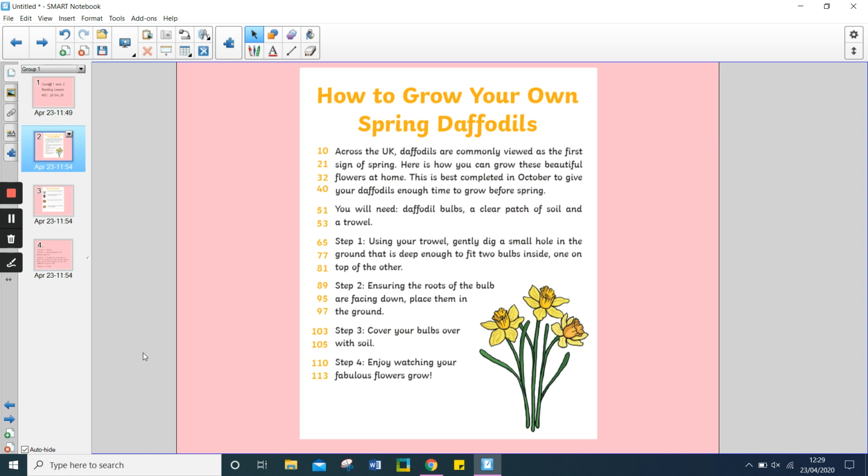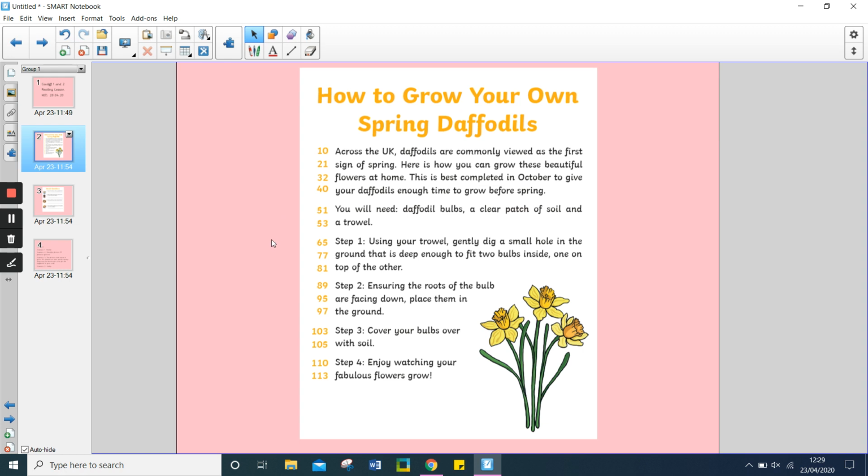Step 1. Using your trowel, gently dig a small hole in the ground that is deep enough to fit 2 bulbs inside, one on top of the other. Step 2. Ensuring the roots of the bulb are facing down, place them in the ground. Step 3. Cover your bulbs over with soil. Step 4. Enjoy watching your fabulous flowers grow.